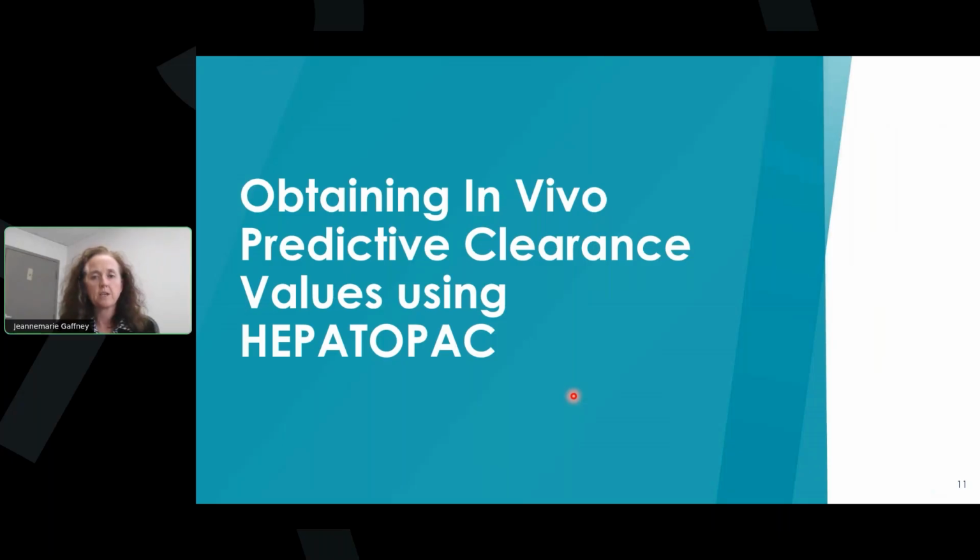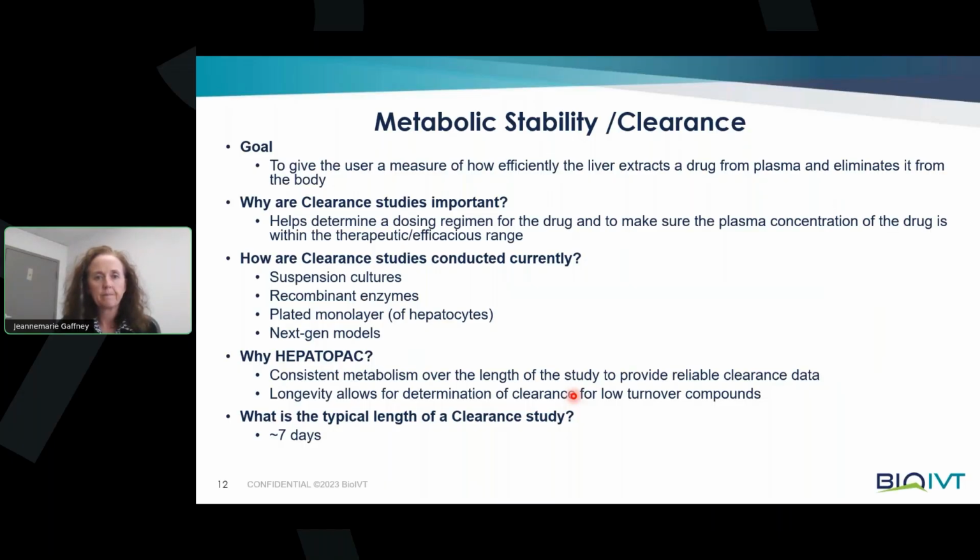So I first just wanted to touch on clearance in the HEPATOPAC model, which will be the basis for allowing us to run reaction phenotyping studies. And what is metabolic stability or clearance? The goal of this type of assay allows us to measure how efficiently the liver extracts a drug from plasma and eliminates it from the body. Why are clearance studies important? It helps determine a dosing regimen for the drug and to make sure the plasma concentration of the drug is within the therapeutic or efficacious range.